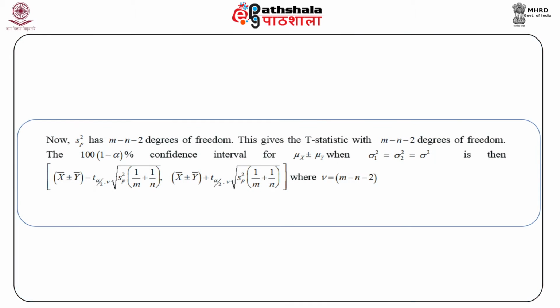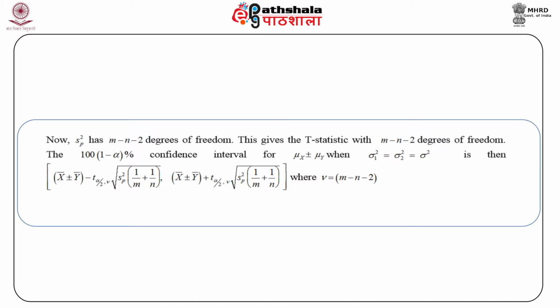The degrees of freedom nu of the applicable t distribution will depend on whether the population variances are equal or not equal. Now, sp square has m plus n minus 2 degrees of freedom. This gives the t statistic m plus n minus 2 degrees of freedom.